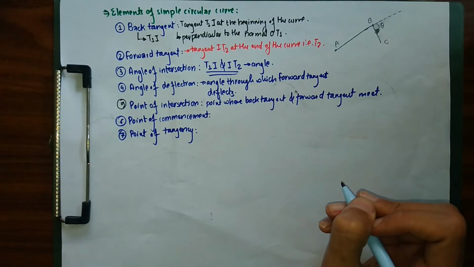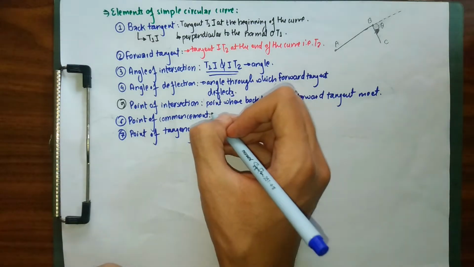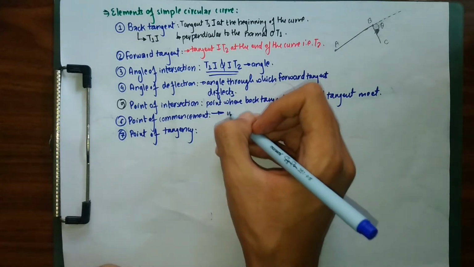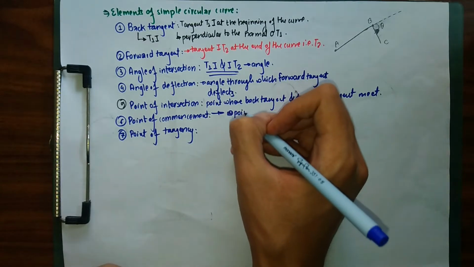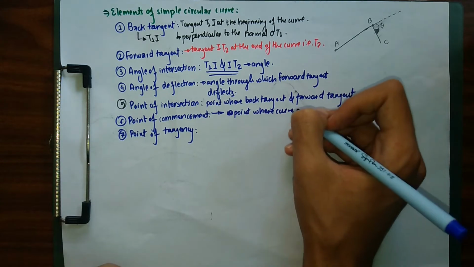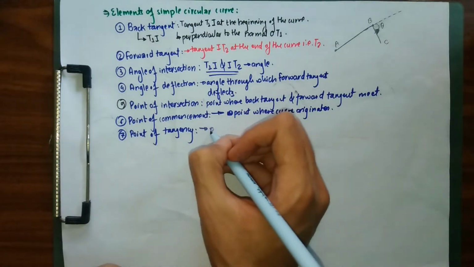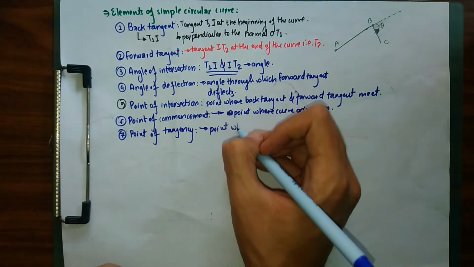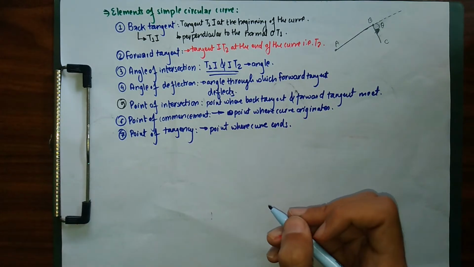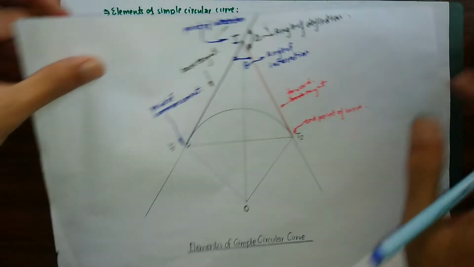Point of commencement or point of tangency. We can describe the point of commencement as the point where our curve originates from the back tangent. Or our point of tangency is the point where our curve ends, or simply we can give another definition as well.